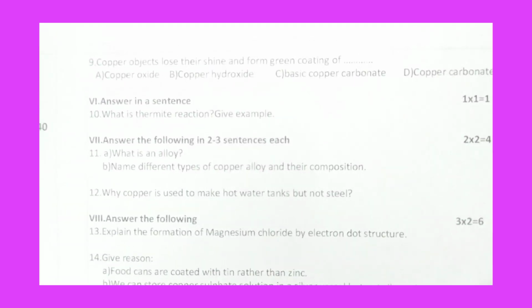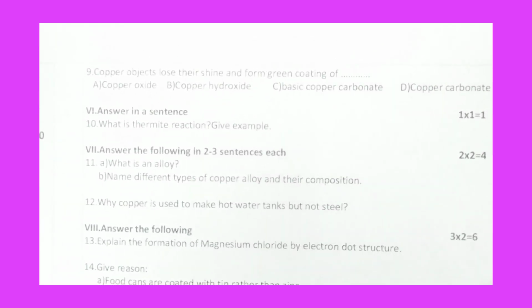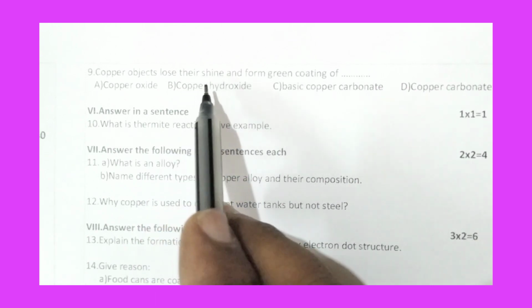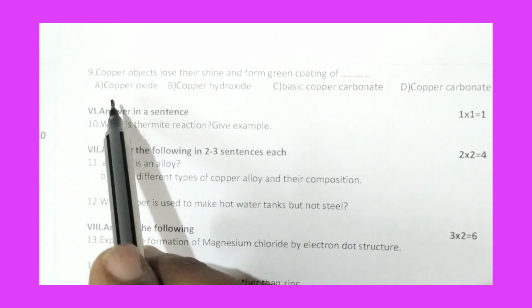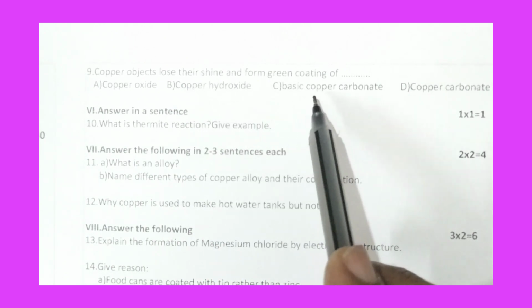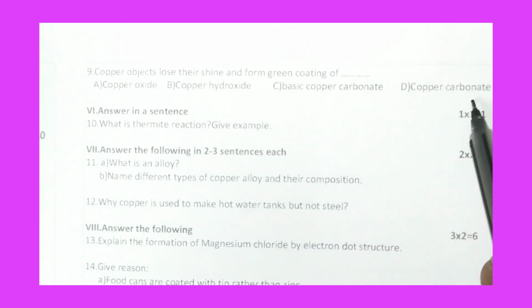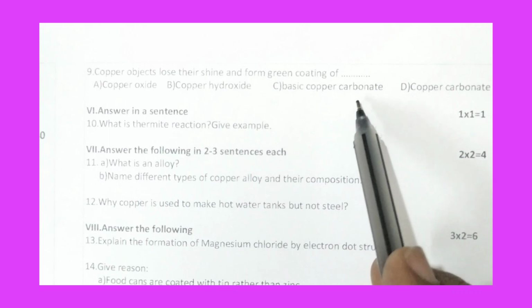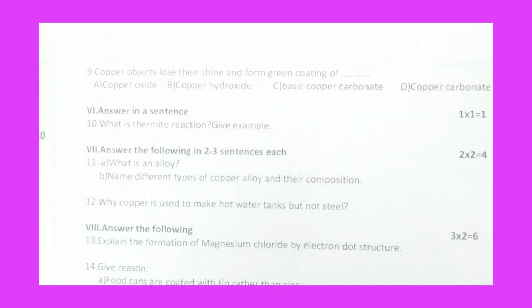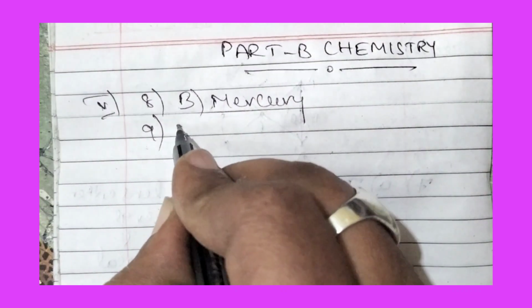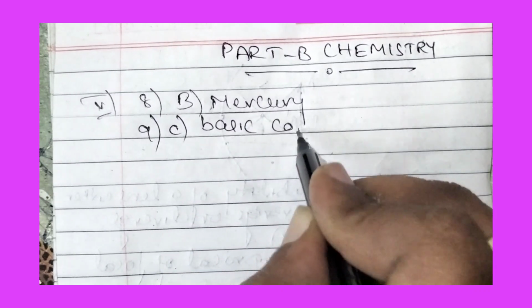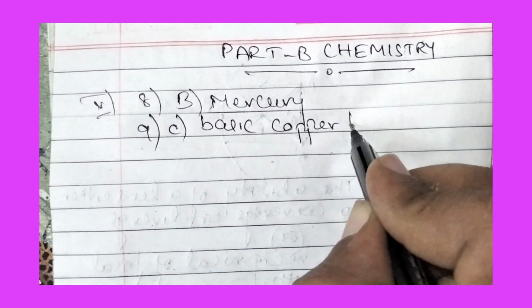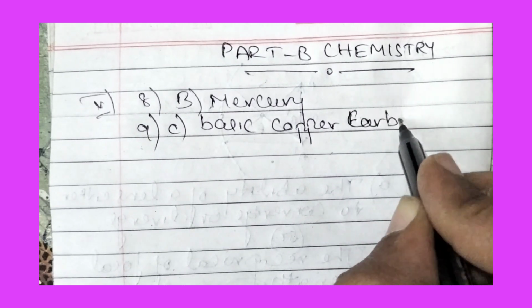In the ninth question they have given, copper objects lose their shine and form a green coating of dash: copper oxide, copper hydroxide, basic copper carbonate, or copper carbonate. So for this question the right answer is option C, basic copper carbonate.